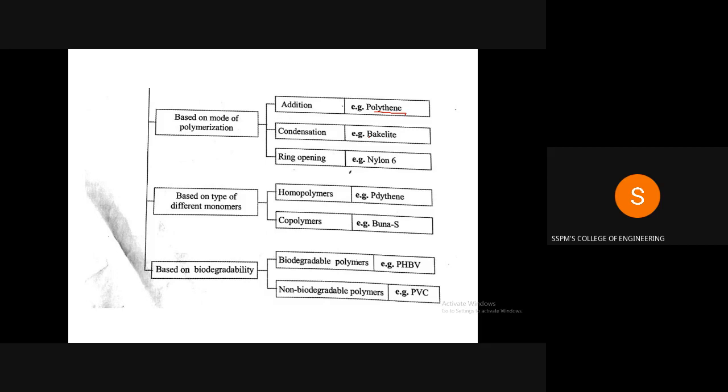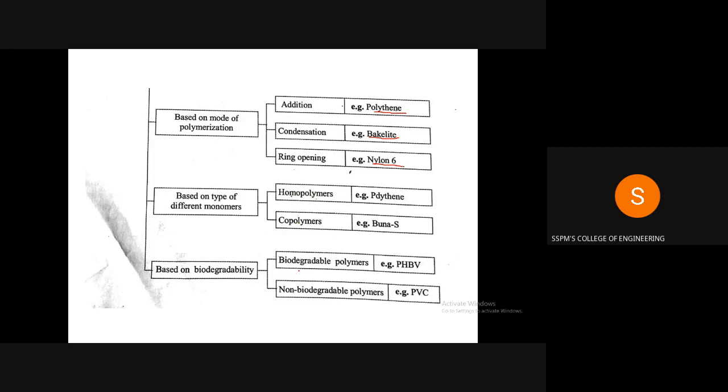Then homopolymers. Homopolymers means what? Polythene is an example of homopolymers. They may ask the question, which of the following is a homopolymer? Homopolymer means similar units are repeated. Similar units are again repeated, then it is a homopolymer. Or only one monomer is used, one similar monomer is used, that is a homopolymer. Heteropolymers means it contains different monomer units, two different monomer units.